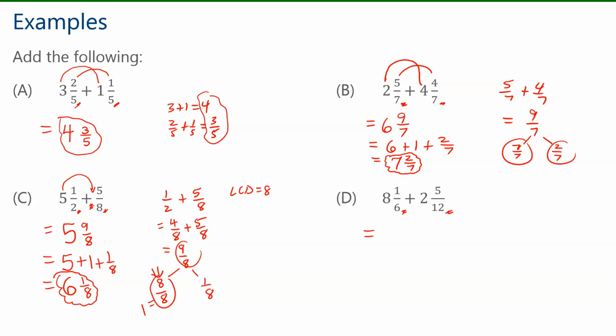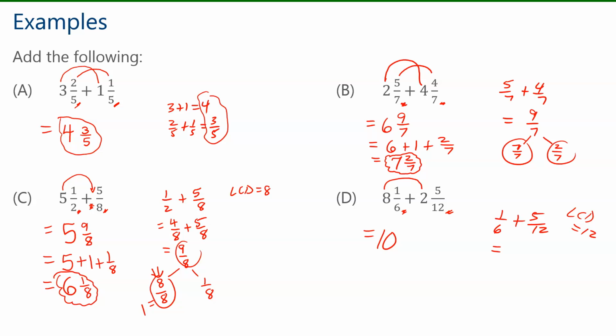In D, denominators are different for the proper fractions. No worries. Let's add up the whole number parts. So I got an 8 and a 2. That's going to give me a 10. I got a 6 and 5/12. Well, the LCD is a 12.